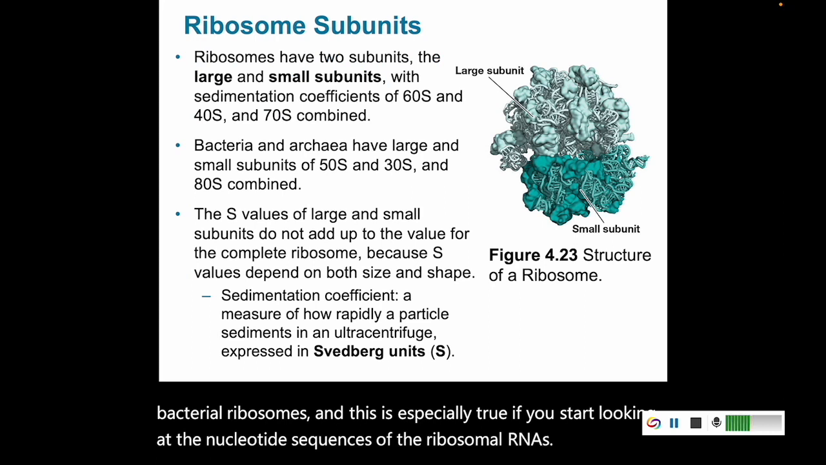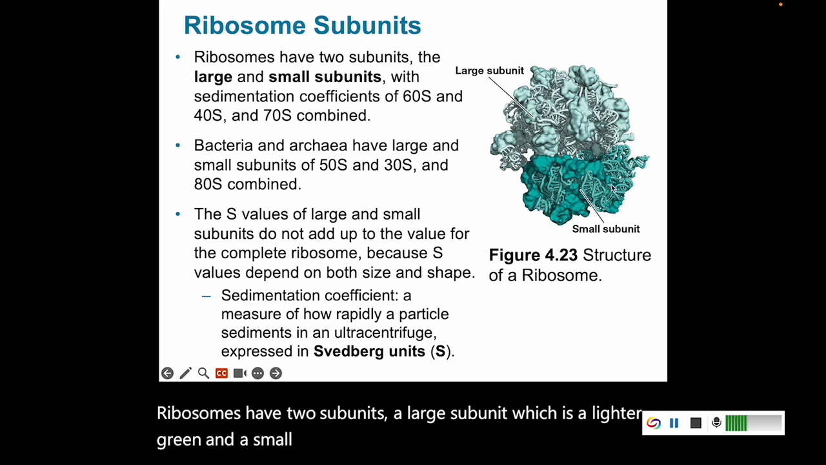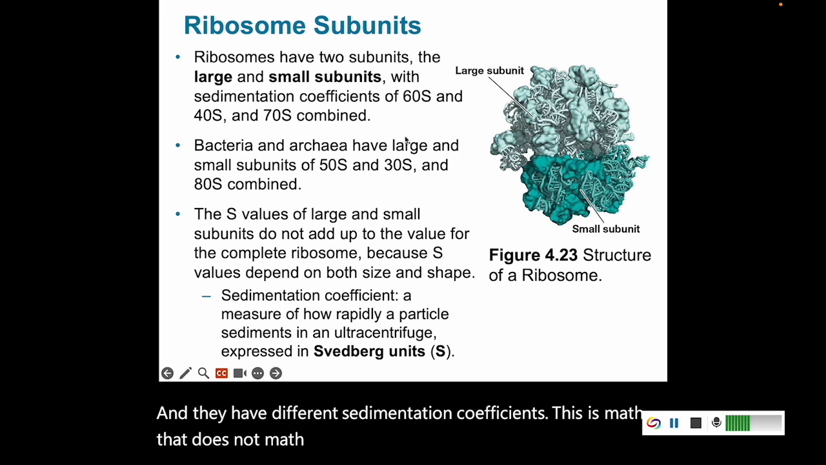Ribosomes have two subunits, a large subunit, which is a lighter green, and a small subunit, which is a darker green. And they have different sedimentation coefficients. This is math that does not math, and that's okay.